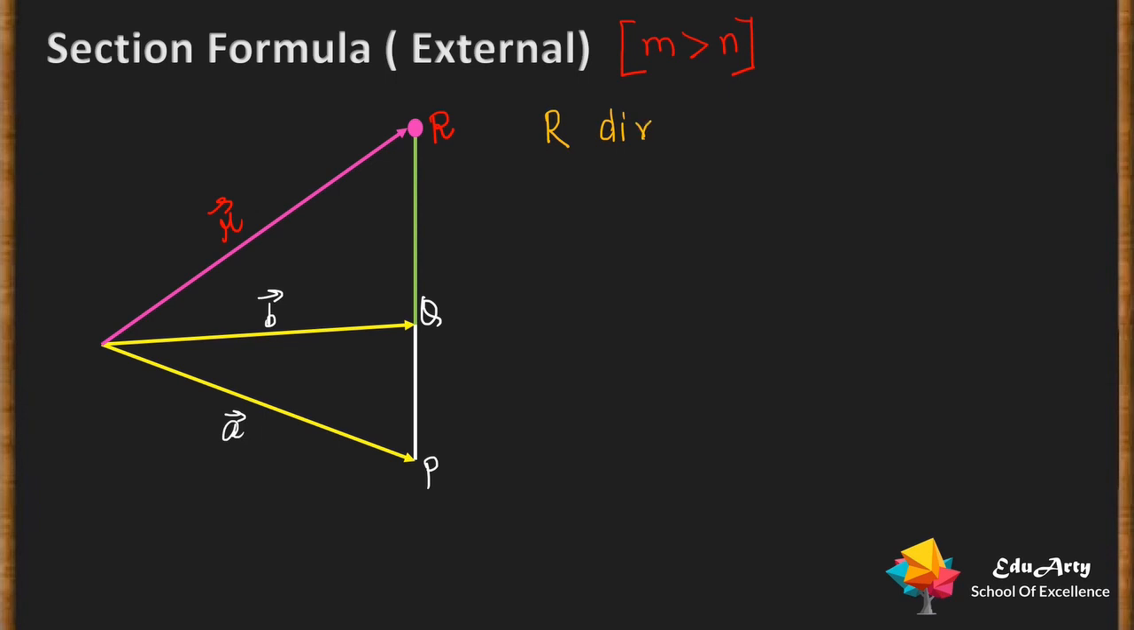डिवाइड मतलब रेशियो ही होता है, क्योंकि हम रेशियो को डिवीजन फॉर्म में भी लिखते हैं. That is why R divides PQ in M is to N externally. Correct? Here I am writing externally. पहला वाला केस था हमारा which was internally because it was lying on that. अब यहाँ पे क्या हो रहा है? It is lying outside the line, externally.